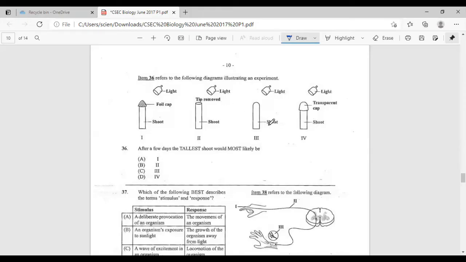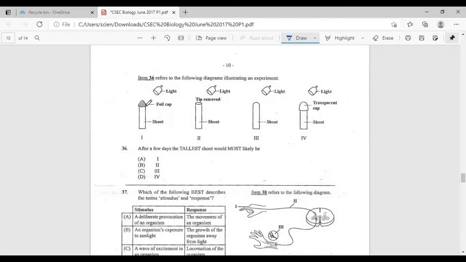In 3, we have the shoot and the light, and that would mean that in 3, nothing was done with it. So it's the plant, nothing was done with it. All we did was place it under light. In 4, we have the shoot, we have light, and we have a transparent cap. And transparent is similar to a clear plastic bag, a clear poly bag, clear polythene bag. That's transparent.